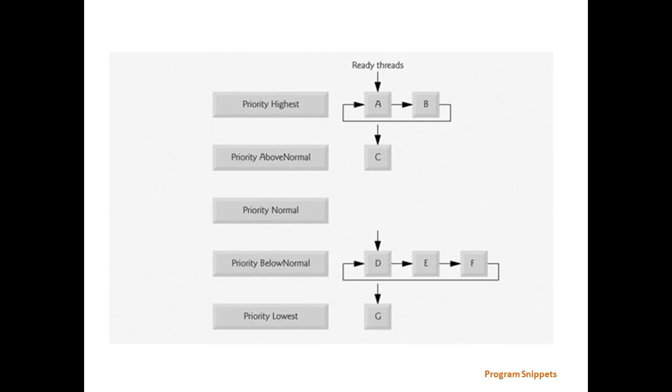Then thread C is started. Then D, E, F each execute for a quantum in round-robin fashion until they all complete execution, since all these 3 threads have priority below normal, that is, equal priority. This process continues until all threads run to completion, and then thread G is started.